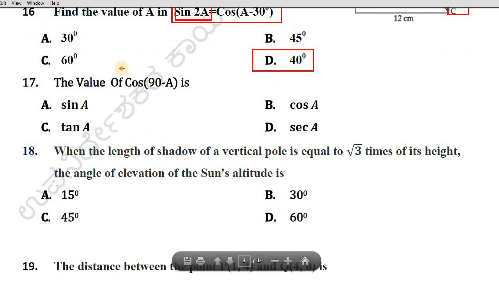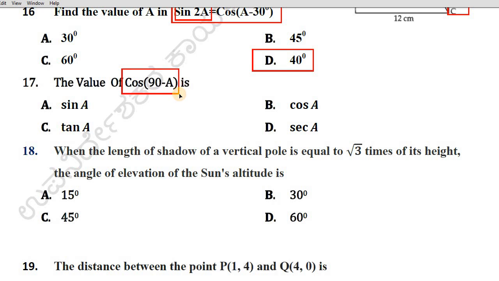So next question number 17, children. The value of cos 90 minus A. Complementary angle formula it is. So cos 90 minus A gives sin A. So option A is right.